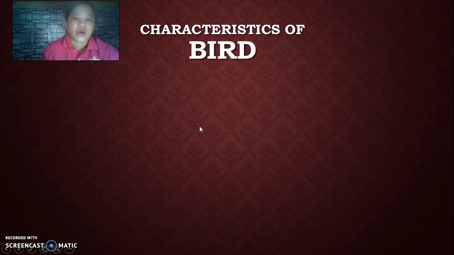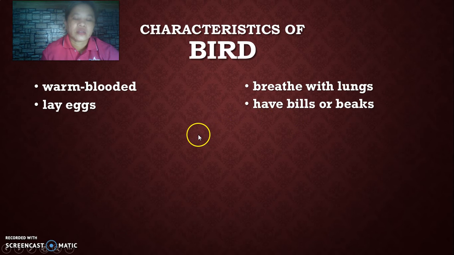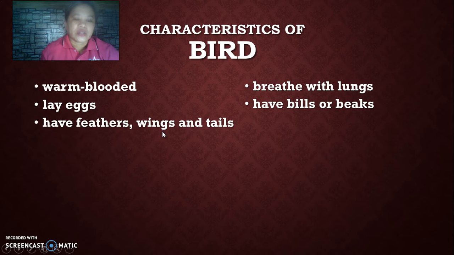Now let's proceed to the characteristics of birds. Birds are warm-blooded animals. They breathe with their lungs. They lay eggs, and their eggs are made of shells. They have bills or beaks for picking or cracking seeds. They have feathers as body covering. They also have wings used for flying and tails for balance, and they have 2 legs.